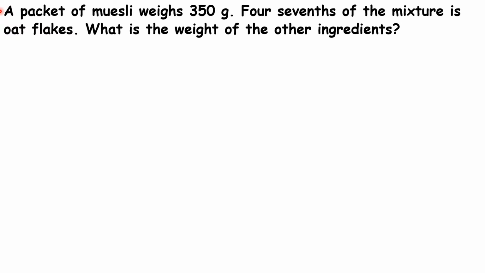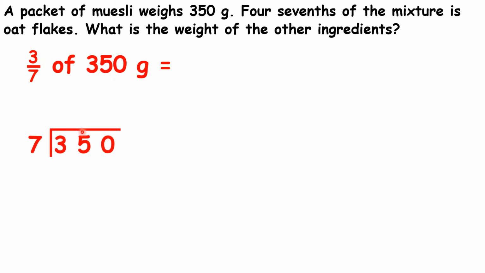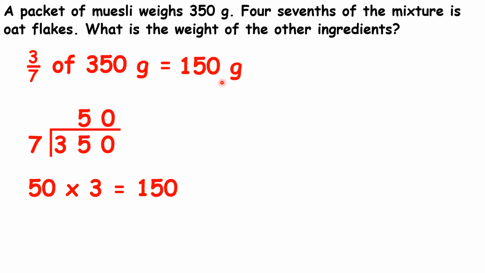A packet of muesli weighs 350 grams. 4/7ths of the mixture is oat flakes. What is the weight of the other ingredients? So if the oat flakes are 4/7ths, the other ingredients must be 3/7ths of the total. 350 divided by 7 is 50. Then 50 times 3 is 150. So the other ingredients must weigh 150 grams.